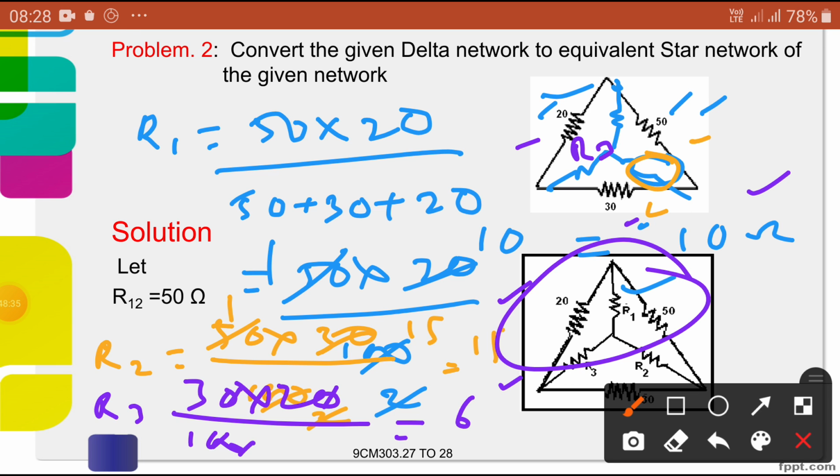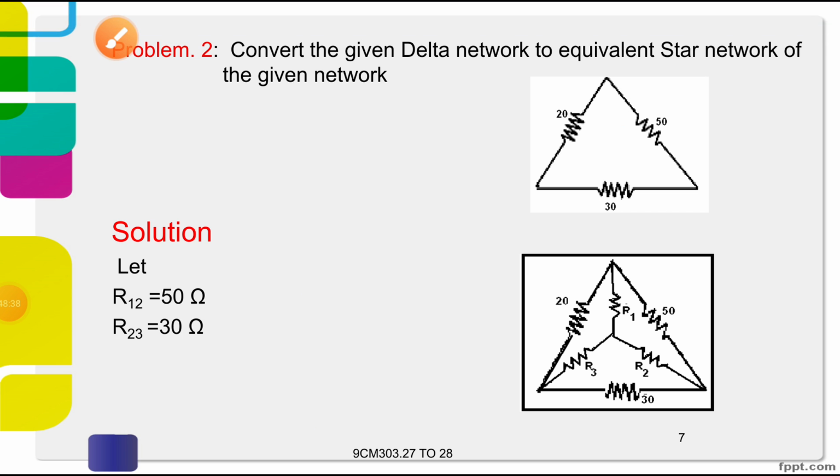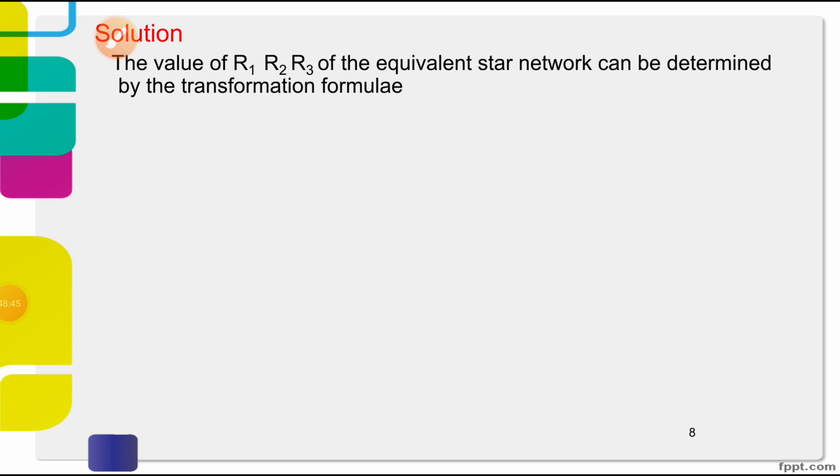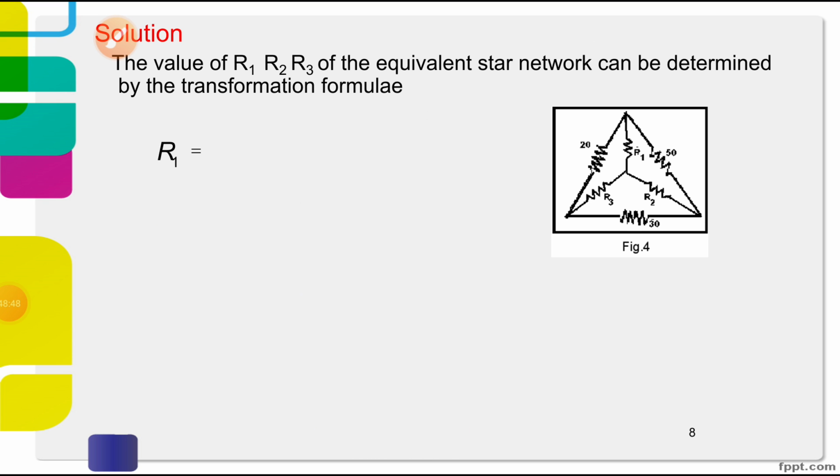Now you see in the animation. These are the values given: R12, R23, R31, and we are going to convert using the formulas. R1 is equal to, what is the formula? R adjacent values: R1 is equal to R12 into R31 by R12 plus R23 plus R31. Simply substitute the values. R1 is equal to 50 into 20 divided by 50 plus 20 plus 30. We are going to get 10 ohms.